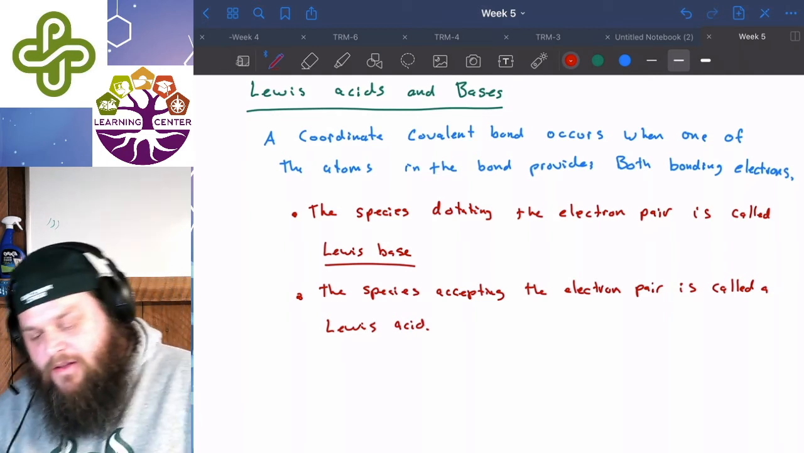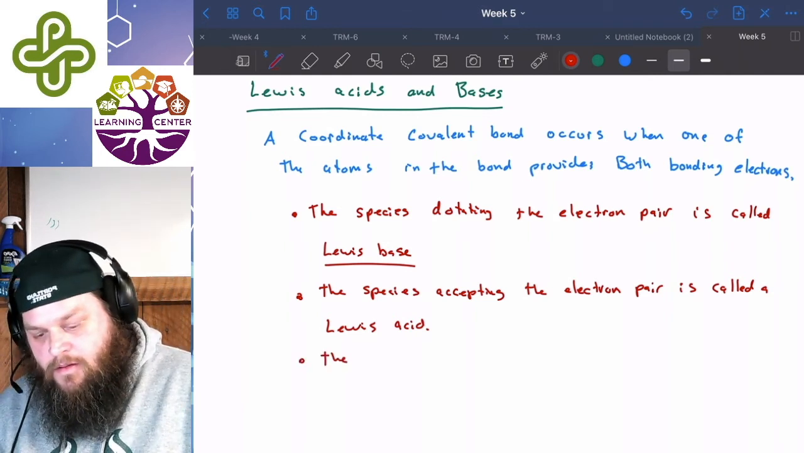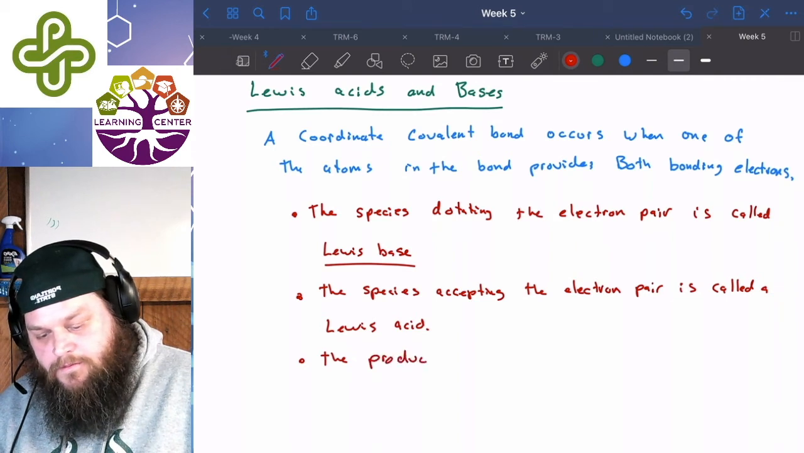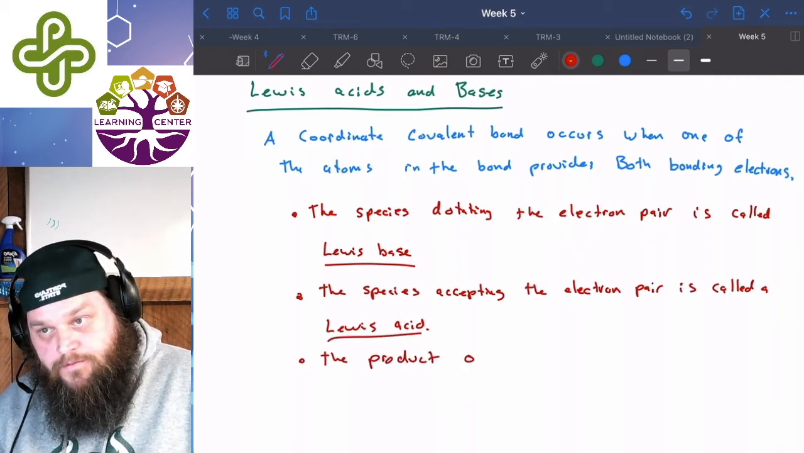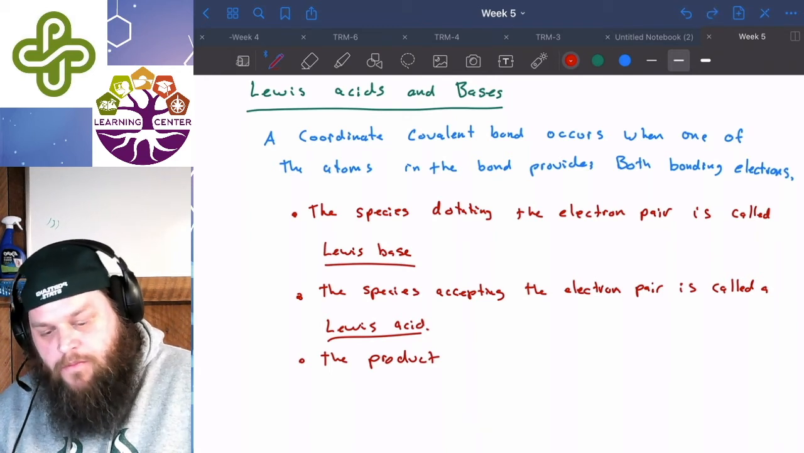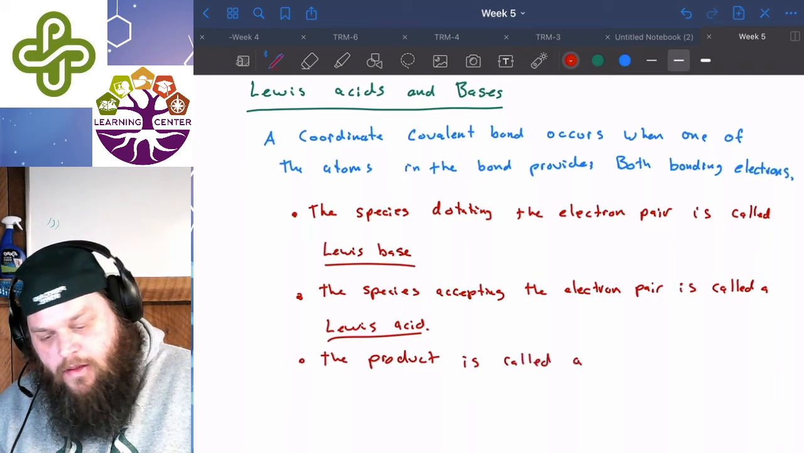And the product of these, the product is called a Lewis acid base adduct.